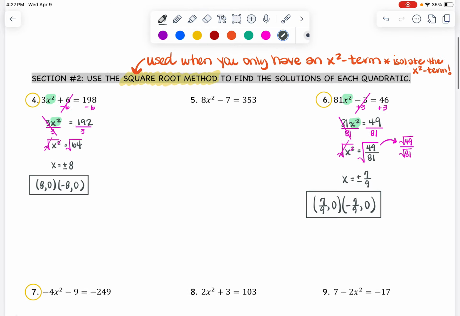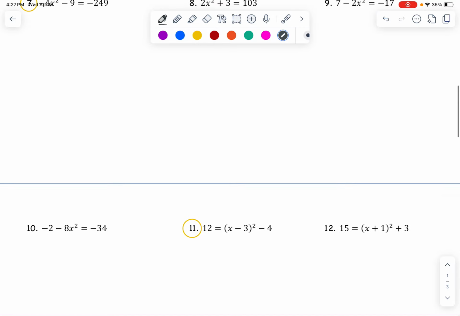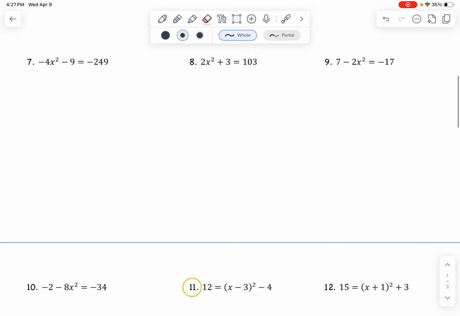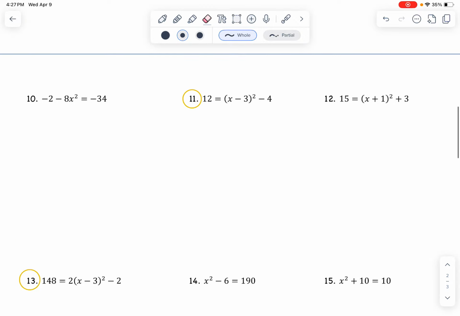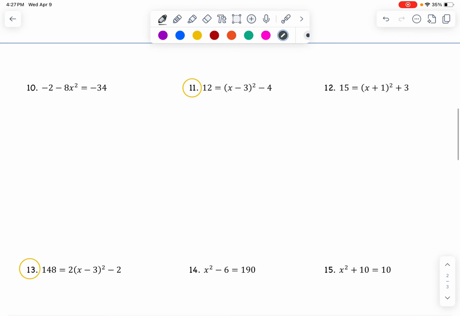Okay. All right. I don't really think I need to do number 7. I'm going to take that one off. But I did put 2 on the back page, kind of on my list. So let's talk about number 11 really quick.